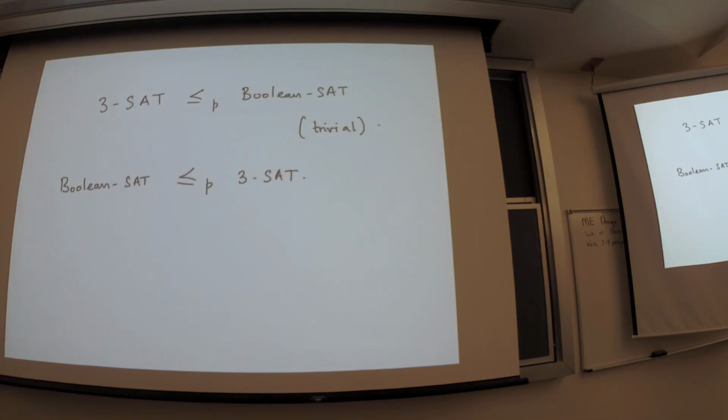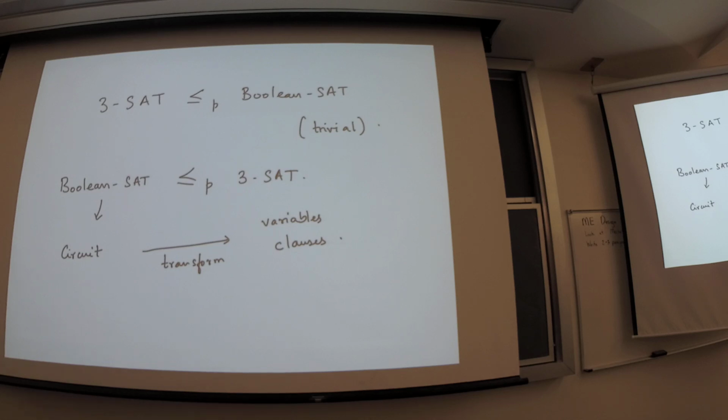So we'll do a sequence of simplifications of a circuit. To show this, you have to take some instance of Boolean SAT, which is some circuit, and produce some instance of 3-SAT, which has a bunch of variables and a bunch of clauses. Right? So that's what a reduction means. And the proposition is to do this via a sequence of simplifications.